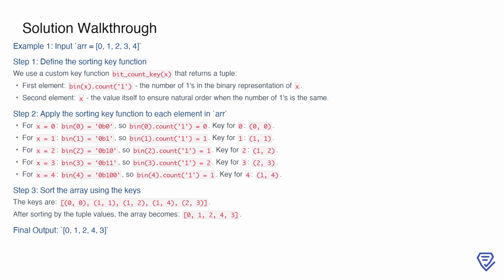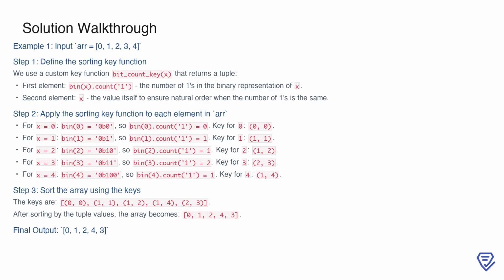The goal is to sort this array based on the number of ones in the binary representation of each number, and in case of a tie, sort by the natural order of the numbers. To do this, we define a custom key function called bit_count_key(x) that generates a tuple for each number. The first element of the tuple is the count of ones in the binary form of x, obtained using bin(x).count('1'). The second element is just the value of x itself.